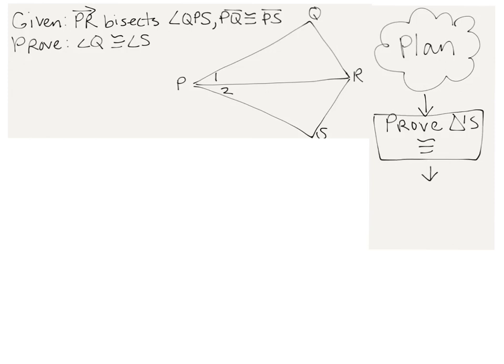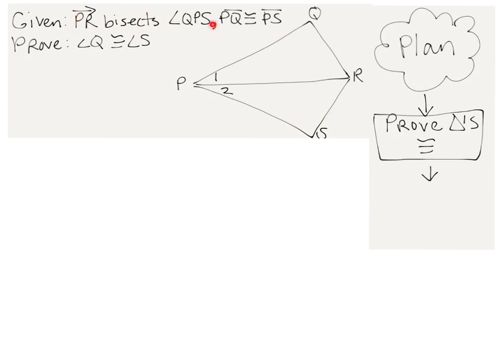So it says here, ray PR bisects angle QPS. This ray bisects this angle. It also says that PQ is congruent to PS. They'd like us to show that angle Q is congruent to angle S. Here's what I know from looking at the given information.